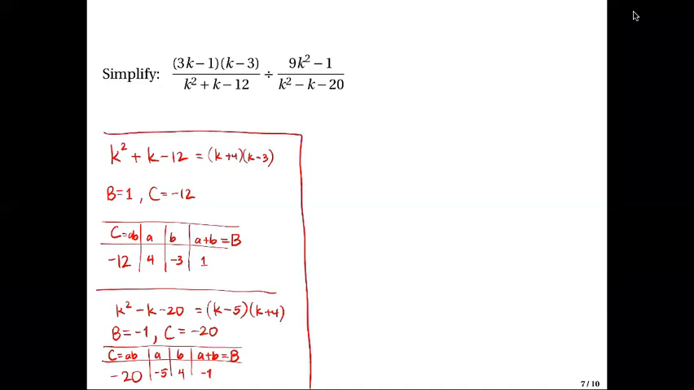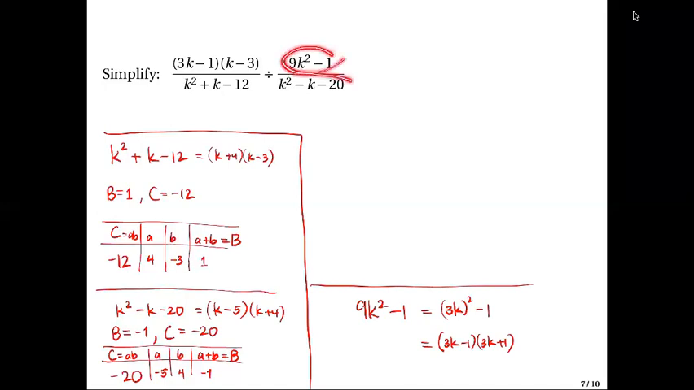And then let's factor 9k squared minus 1. This is just 3k quantity squared minus 1. So, difference of two squares, you'll just have 3k minus 1, 3k plus 1. So all the expressions here can be factored now. We can now write their corresponding factored forms.